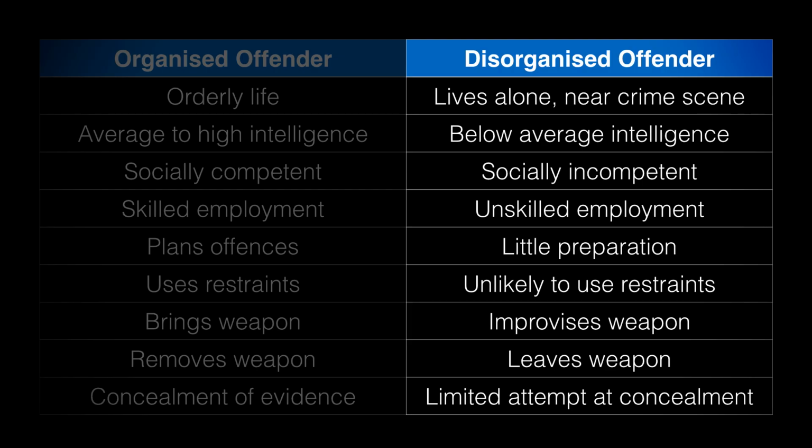The offender may use whatever is at hand as a weapon, and that weapon may then be left at the scene. Also, there may be little attempt to conceal other evidence at the crime scene. Now, typically, this type of offender was thought to be socially incompetent and to have below average intelligence, and to be more likely to be living alone and to live and work near the crime scene.